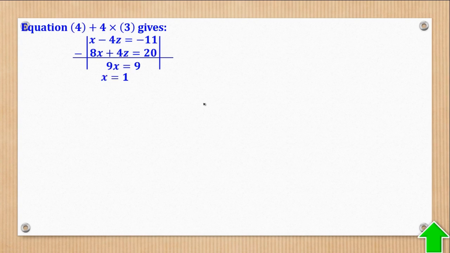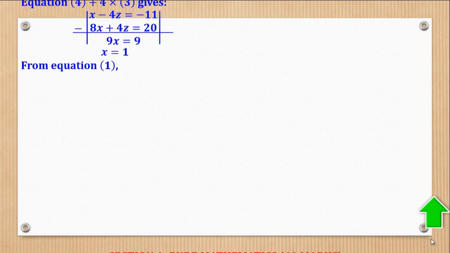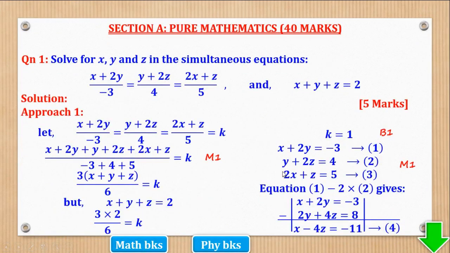Okay, so after getting 1, I'll go back and in equation 1, because if you look at equation 1 has x and y. So I've got x, meaning that when I substitute for x, I can get the value of y.